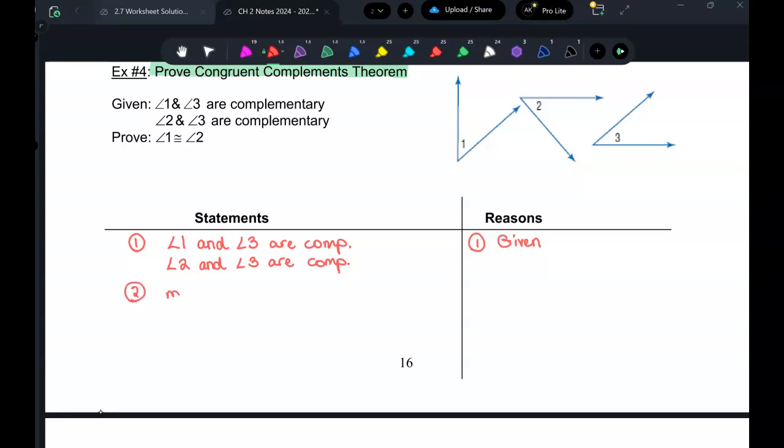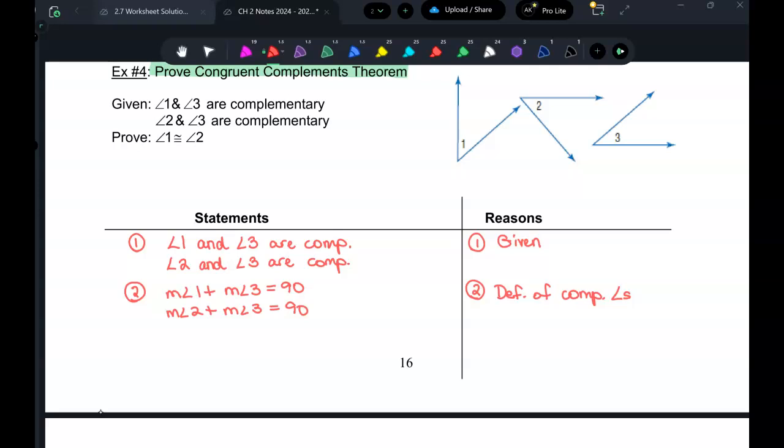I'm going to say measure of angle 1 plus measure of angle 3 equals 90 degrees. And I'm going to say measure of angle 2 plus measure of angle 3 equals 90 degrees. Look at what is given. I can only go based on what is given. This is the definition of what kind of angles? Complementary.